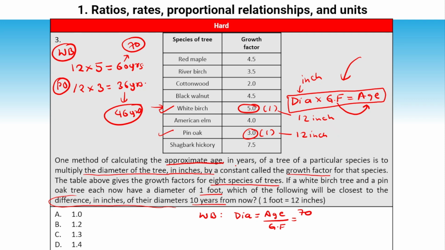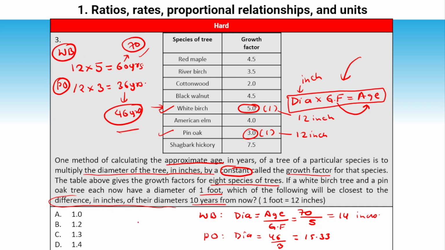The growth factor is a constant, that's why I am dividing. Growth factor will always be there no matter how many years pass. So 70 is its age after 10 years, divided by its growth factor, which is 5, and it will give you 14 inch as its diameter. Again for the pin oak, its diameter equals its age, which will be 46 years, divided by its growth factor, which is 3. If you find the value you will get 15.33.